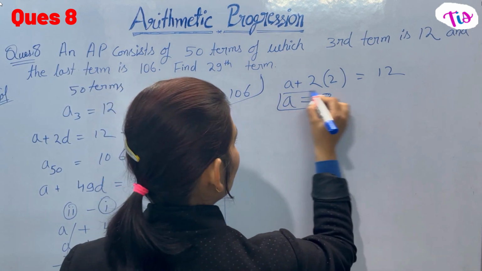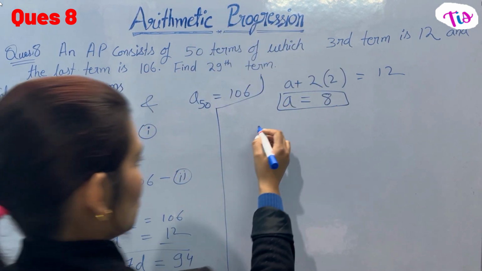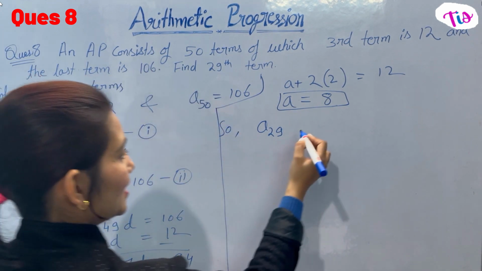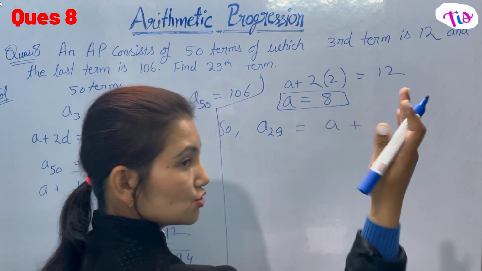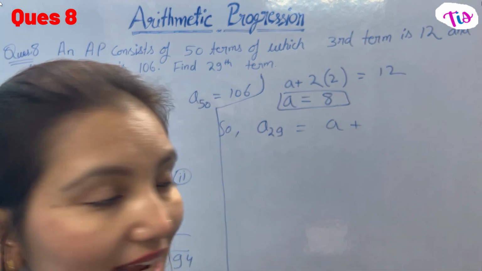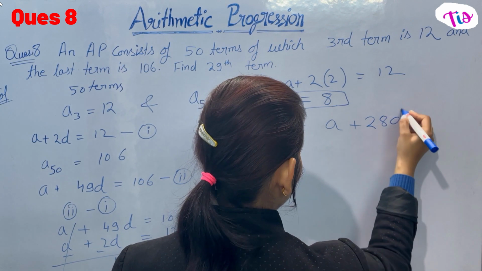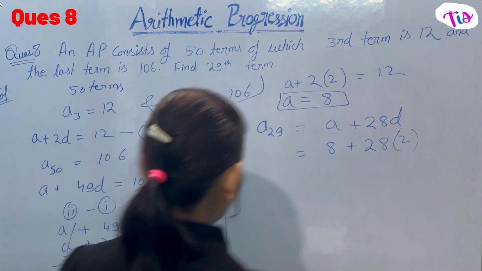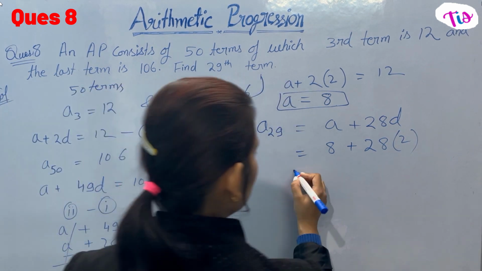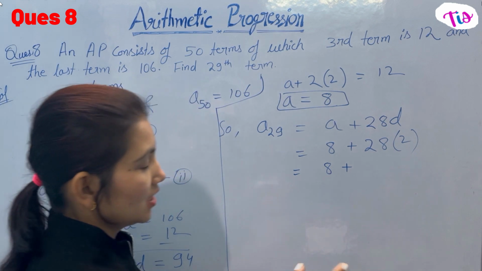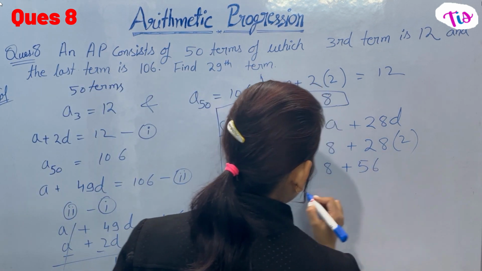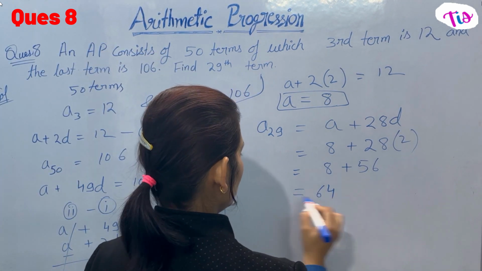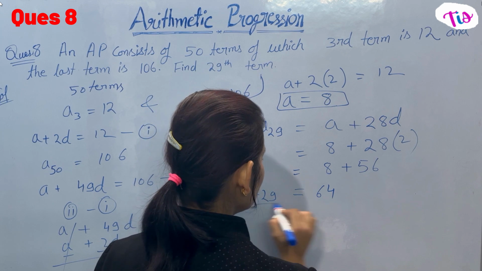What I needed to find out was the 29th term, that is A29. According to the general term of an AP, A29 is equal to a plus 28d. Here a is 8, and d was 2. Now 8 plus 28 into 2, that is 56. 56 plus 8 will be 64. So the 29th term of this AP is 64.